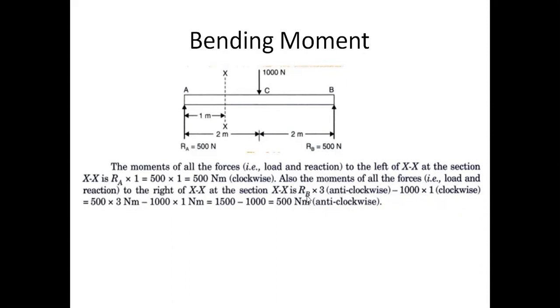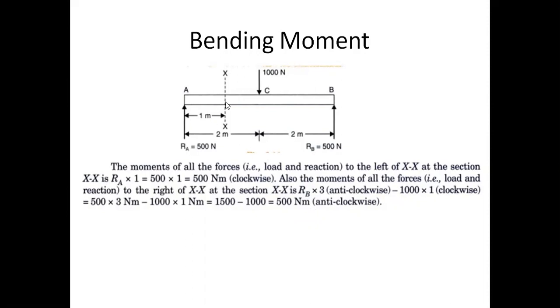So RB into 3. Why 3? Because 2 meters plus 1 meter, total is 3 meters. 3 meters into 500, this is anti-clockwise. Generally, we take anti-clockwise as positive and clockwise as negative. So RB into 3, that is 500 into 3, minus 1000 into 1. That is 1500 minus 1000, 500 newton meters anti-clockwise.